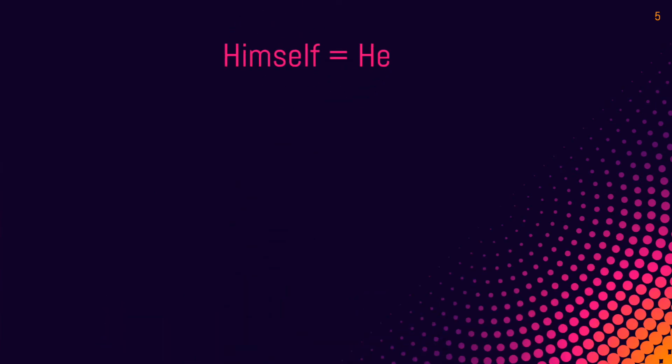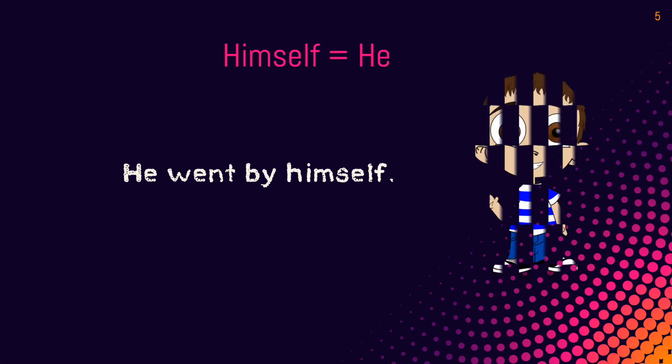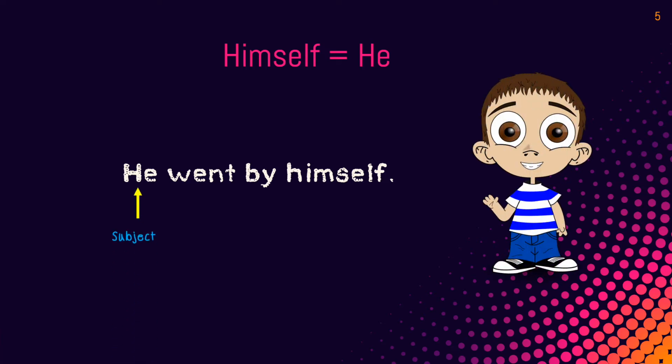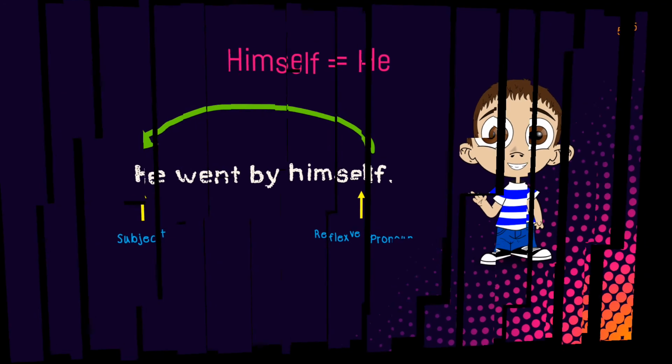Our next example is the reflexive pronoun himself, and himself takes the place of the subject he. In this sentence, he went by himself. He is the subject, himself is a reflexive pronoun, and himself is taking the place of the subject he.